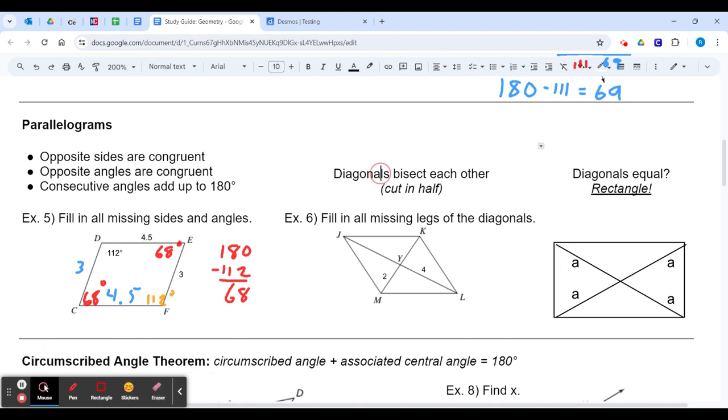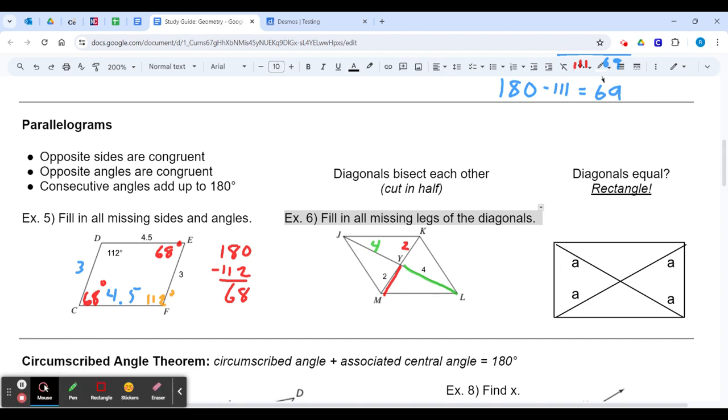The other aspect of parallelograms we talked about that's helpful is that diagonals bisect each other. Basically, they cut each other in half. So notice how we have this diagram here. We want to find all the missing legs of the diagonal. It looks like this line segment MY is equal to 2. So if it got cut in half by that other diagonal, then that other portion of the segment is also equal to 2. Same thing can be said for this line segment YL. If it got cut in half by the other diagonal, then the other part of it, JY, is just equal to 4 as well.